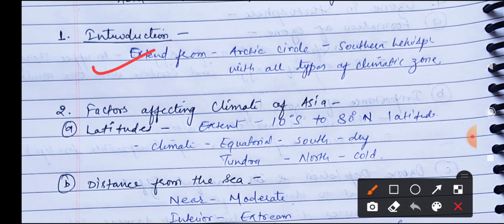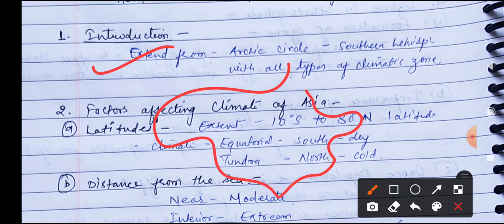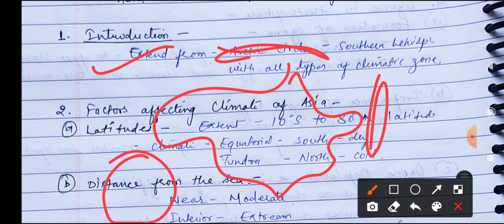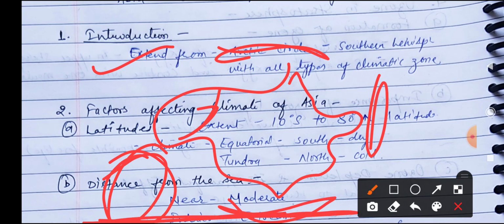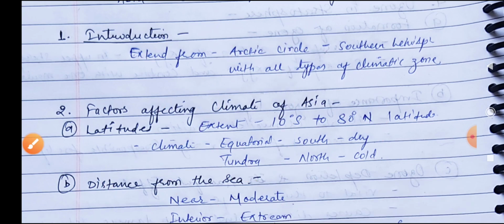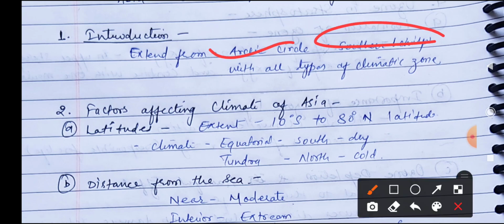We know very well that Asia is of very vast extent. Already in the map we have seen that from here it is the Arctic Circle, here the Pacific Ocean, here there is another continent, here it is Europe, here it is Africa, here it is the Indian Ocean. We can also say that here it is the southern tip, which means the southern hemisphere will start from this downside. So it extends over most of the northern hemisphere, with a vast extent from the Arctic Circle to the southern hemisphere.